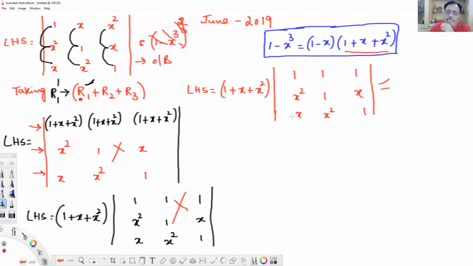So you have to be very, very cautious before doing this. And what I'll do is C2 minus C1, or else C1 minus C2, I'll do it. Why I'm doing it is C1 minus C2, this will become 0. X square minus 1 can be written as what? X minus 1 into x plus 1.